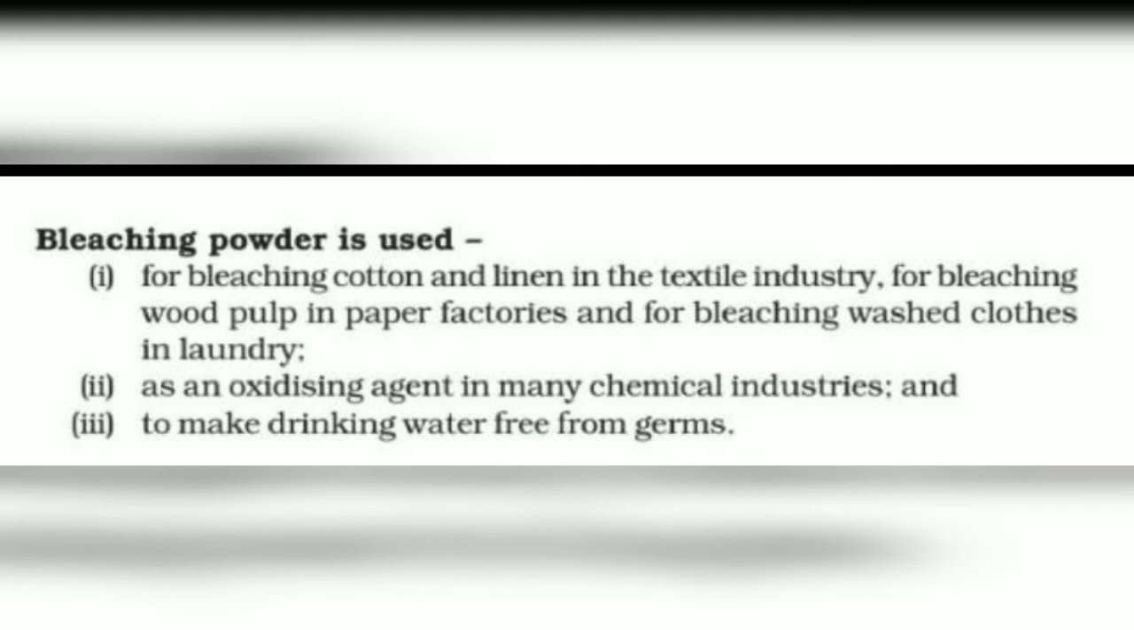Very simple and easy preparation. What are the uses of bleaching powder? It is used for bleaching the cotton and linen in the textile industry, for bleaching the wood pulp in the paper industry, and for bleaching the washed clothes in the laundry. It is also used as an oxidizing agent in many chemical industries and to make the drinking water free from germs. So dear students, these are the uses of your bleaching powder.